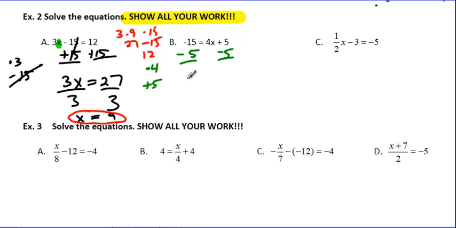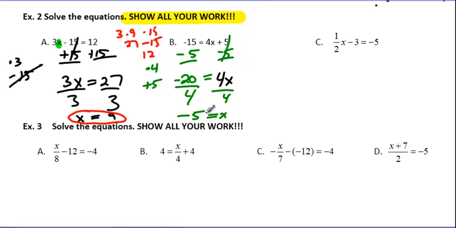Alright, these have the same sign. When you have the same sign, you're going to add and keep the sign. Over here, positive and negative 5 is 0, and that 4x has not changed yet. Alright, I'm going to go ahead and divide by 4. Divide by 4, and I get x equal to negative 5.